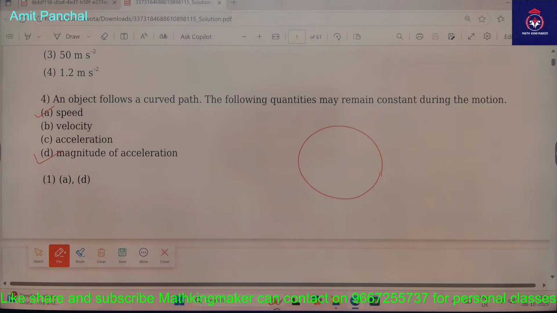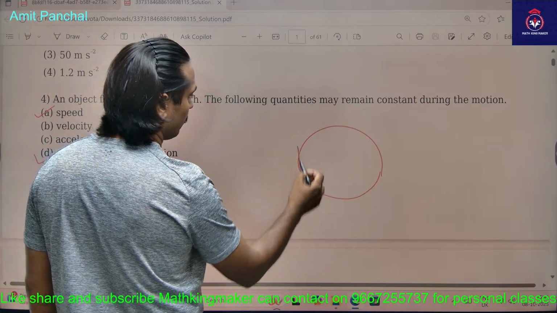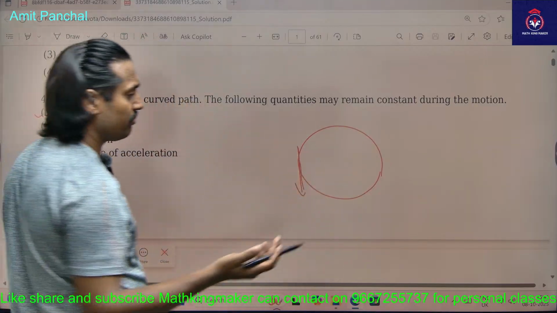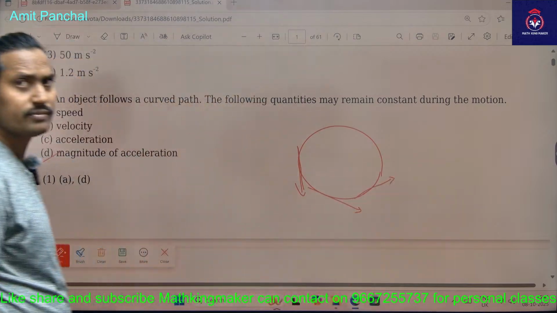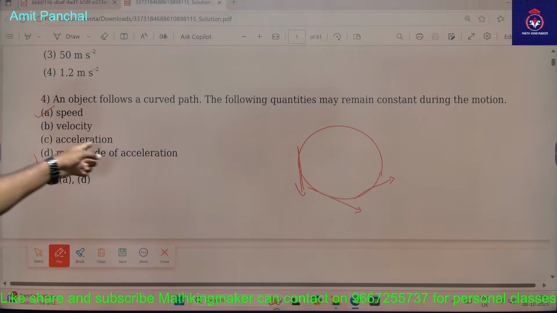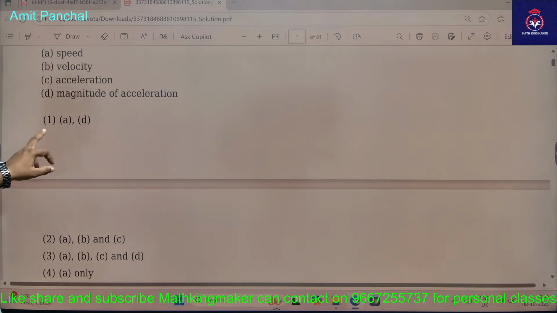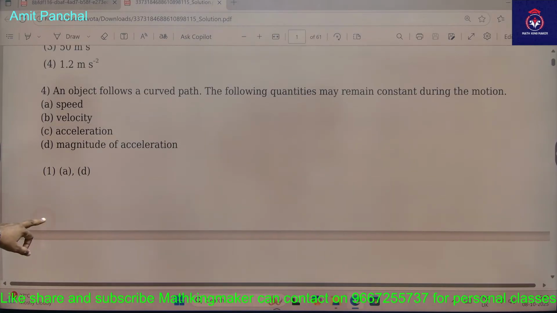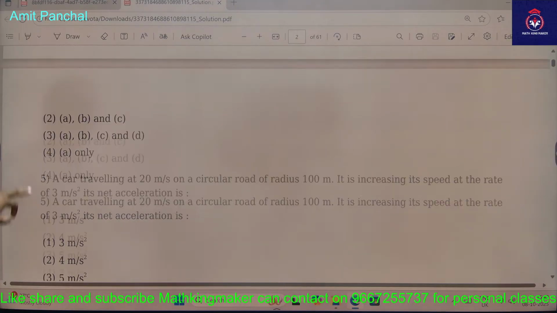Because velocity will be tangential, so here its magnitude may be the same, but its direction is always changing, isn't it? So that cannot be the same, and the same case with the acceleration, because it's a vector quantity, so that cannot be the same. So option 1 will be the right answer: A and D. Speed and magnitude of acceleration will remain constant.